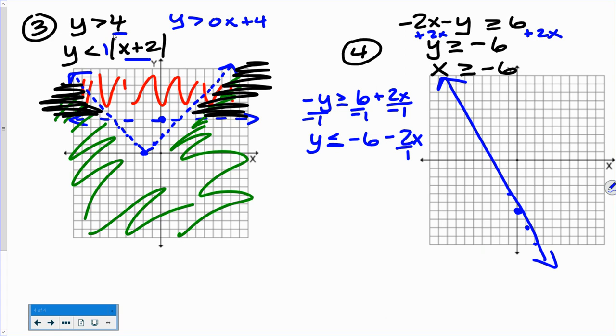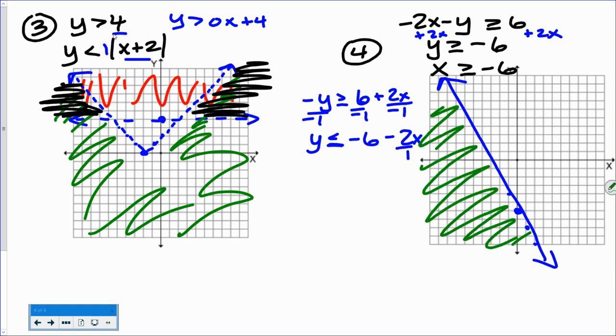And y is less, so I would shade underneath that line. All right, this time we're going to have 3 inequalities, so that means I need to find the overlapping of all 3 inequalities. All right, my last 2 lines.